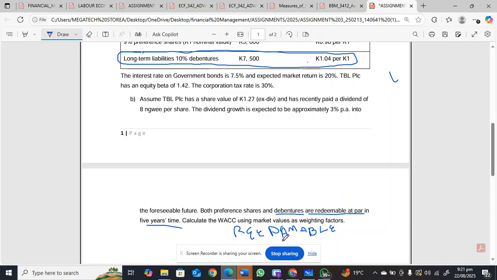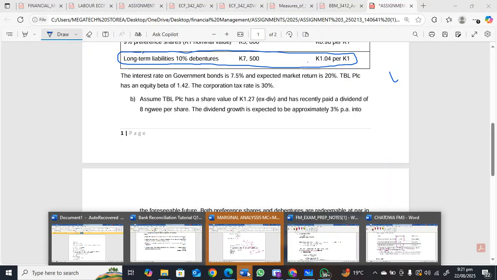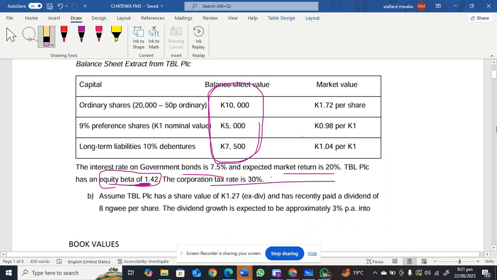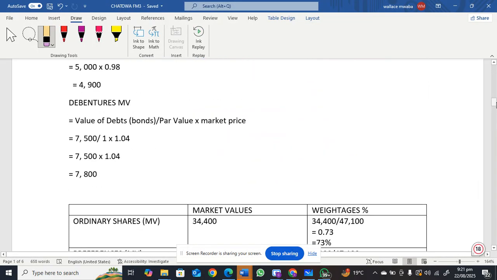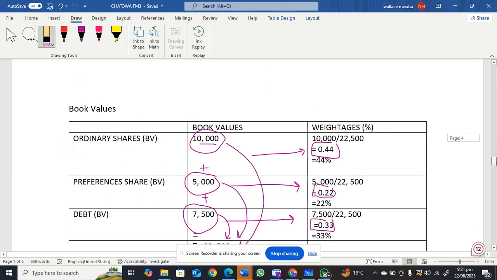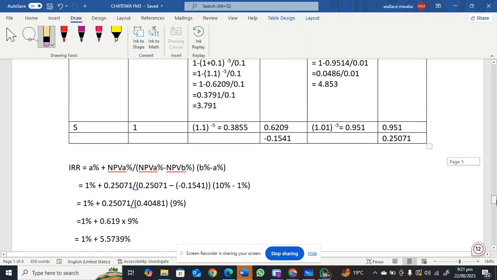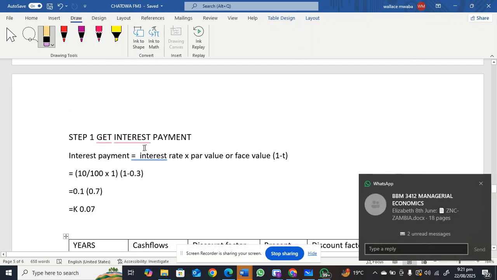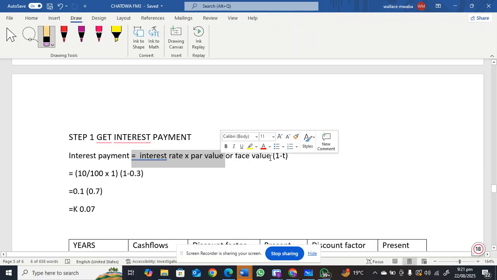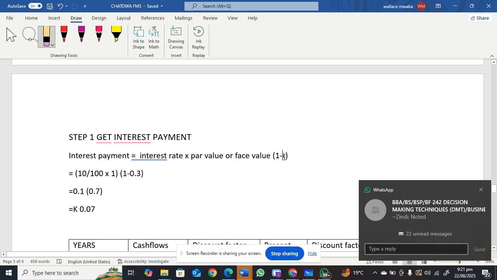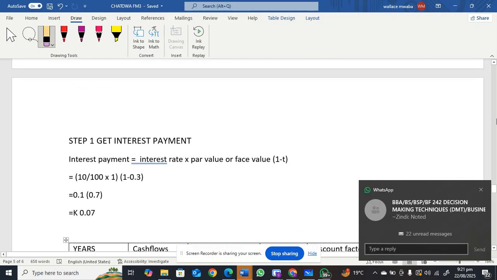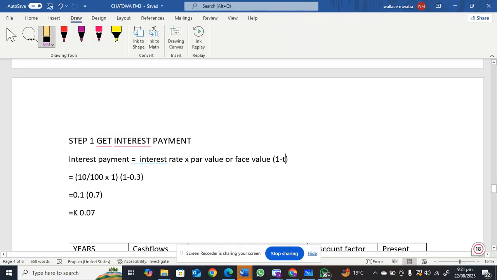So the first thing you need to do is first get your interest payments. Because this is what you're going to discount to get the present values of. All right. So to get your interest payments, it's your interest rate multiplied by the par value, open brackets 1 minus the tax rate. All right, 1 minus the tax rate.